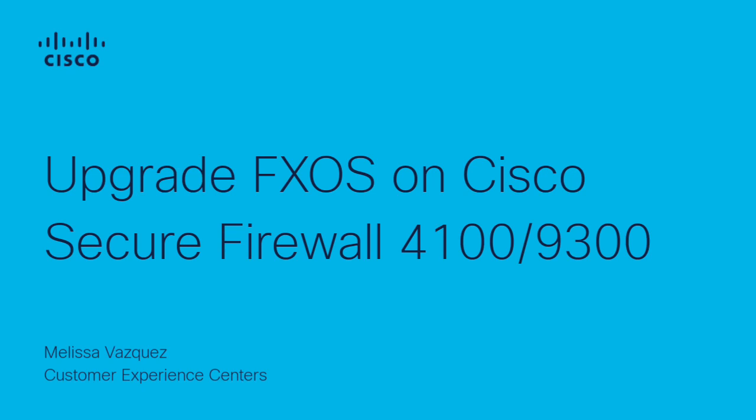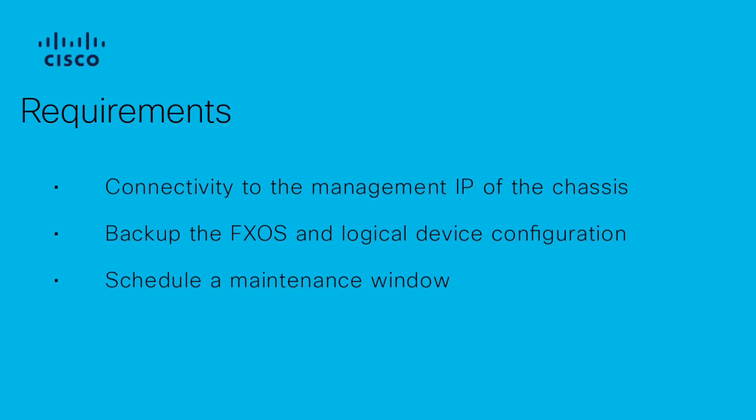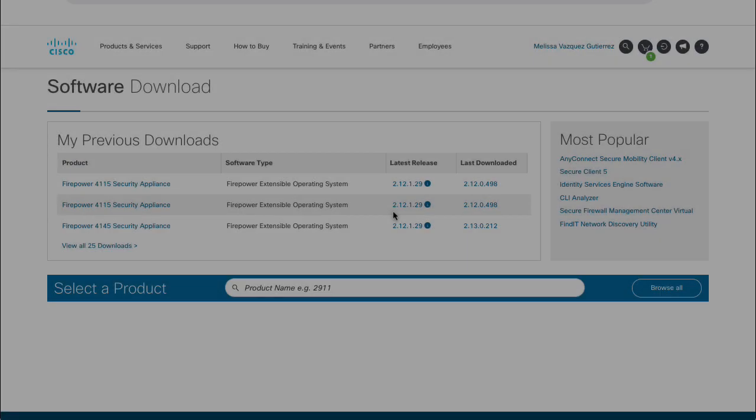In this video, I will show you how to upgrade FXOS on a Cisco Secure Firewall. Before the upgrade, make sure to meet all the requirements for the process, such as connectivity to the management IP of the chassis, backup the FXOS and logical device configurations, and schedule a maintenance window to perform the upgrade.